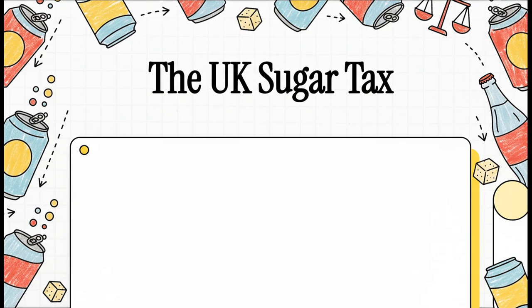All right, let's get right into it. Today, we're going to break down a really fascinating piece of real-world economics, the UK's soft drinks levy, which pretty much everyone calls the sugar tax. We're going to look at the theory behind it, the arguments for and against, and most importantly, what actually happened.